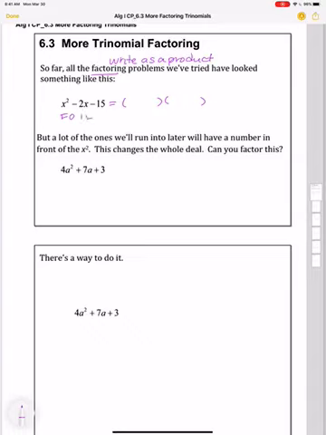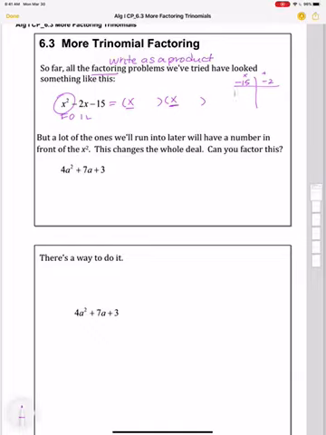FOIL. So the first terms have to give us that first term in the trinomial, x squared. So we make it x and x. Then we ask ourselves what times what is negative 15, and added together is negative 2. And it's always that: what added together is that middle number.